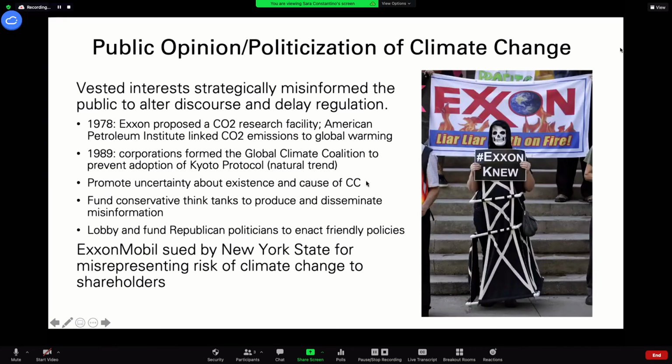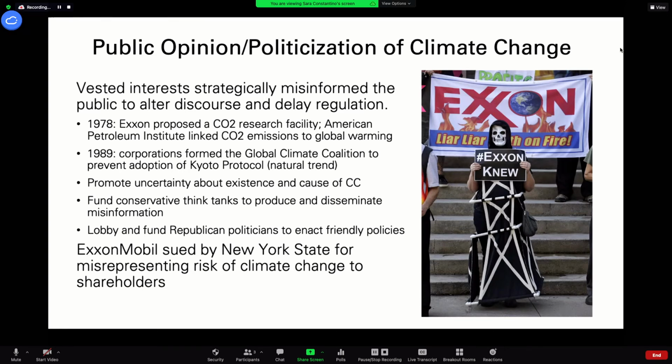Okay, and so now for misinformation campaigns. So misinformation campaigns have been in the news more recently. In 2018, New York State sued Exxon for misrepresenting the financial risk of future climate policies to their shareholders. In 2019, it was dismissed, but there are other similar suits in other states.